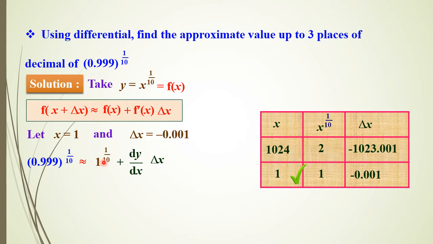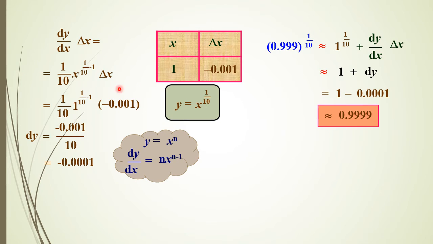Next f of x, in the sense y, is x to the power 1 by 10. So x to the power 1 by 10, with x as 1, is 1 raised to 1 by 10, which is again 1 itself. Next f dash of x is called dy by dx. Differentiating f of x, it can be written as dy by dx, and this delta x is carried forward as it is. Next, find the value of dy by dx into delta x.